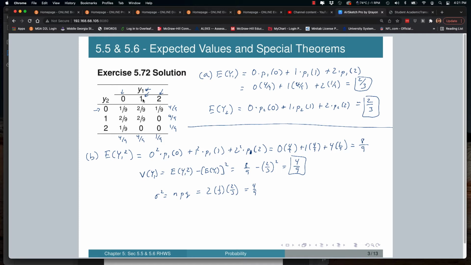So that's a quick shortcut to doing that in this particular problem, but you're not always going to know what your distribution is. And so I wanted you to see how you would do it just using the table of probabilities you have sitting in front of you.